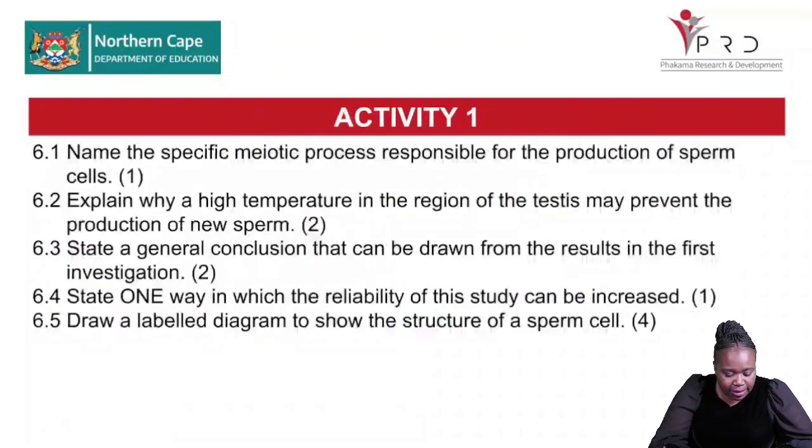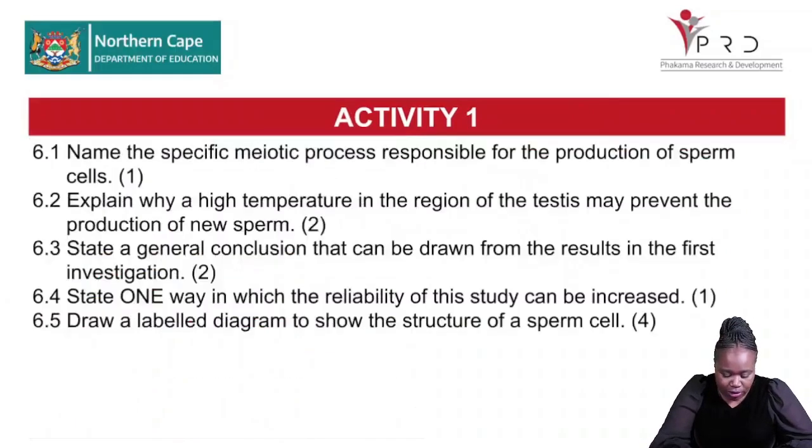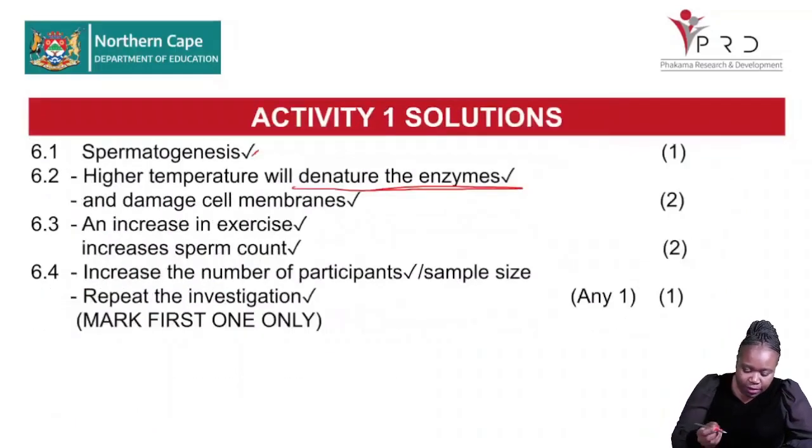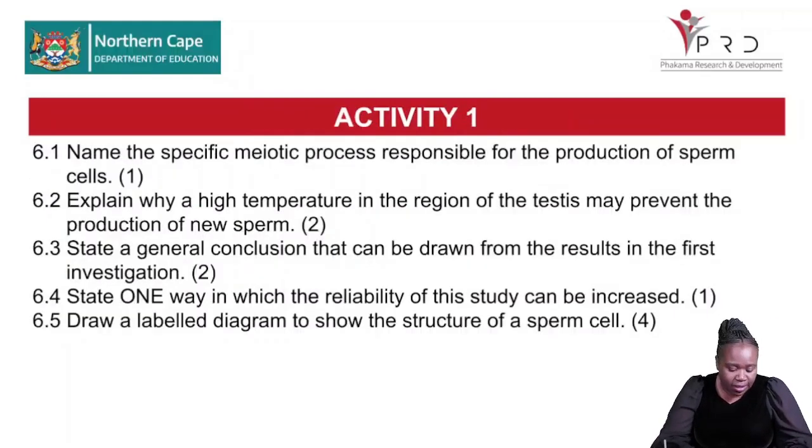All right. 6.3: state a general conclusion that can be drawn from the results in the first investigation. So let's have a look at the first investigation. The first investigation was that more exercise led to the males having higher sperm count, right? So the conclusion is: an increase in exercise increases sperm count. So it means that males are encouraged to exercise more in order to have high chances of increasing their sperm count.